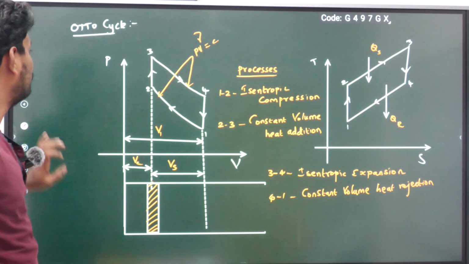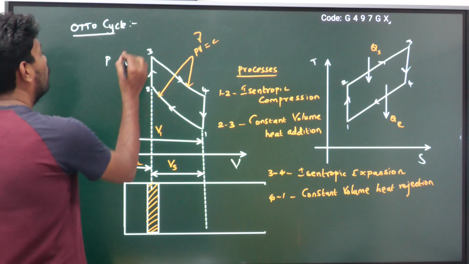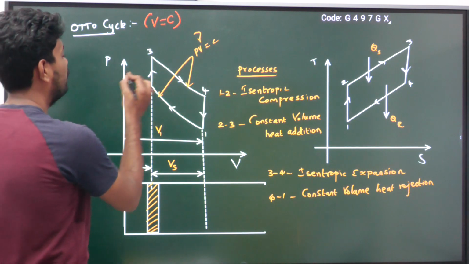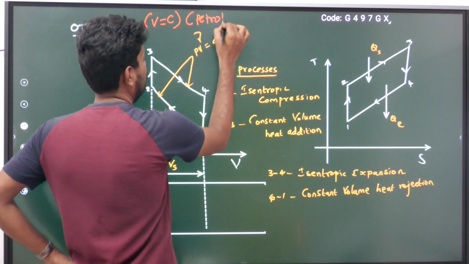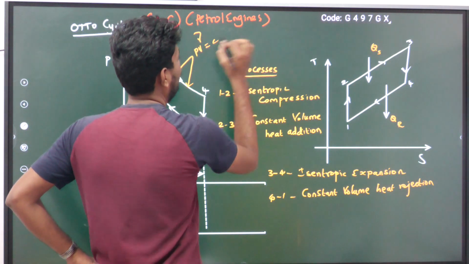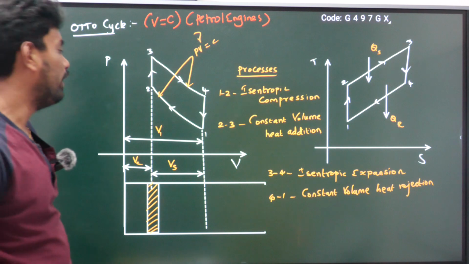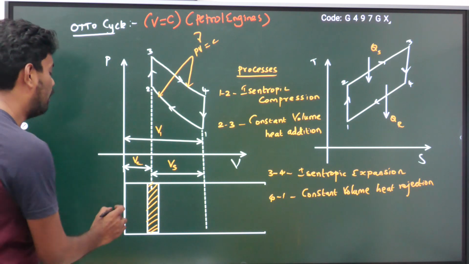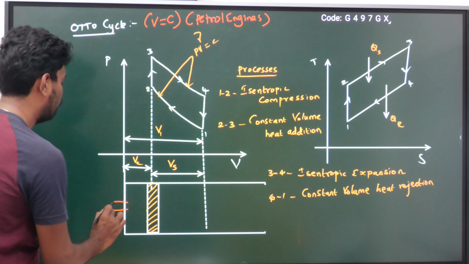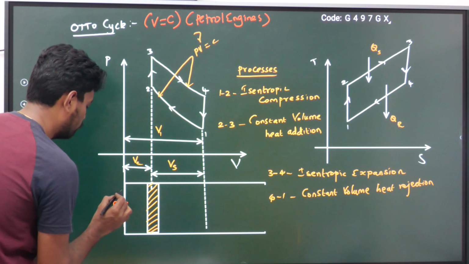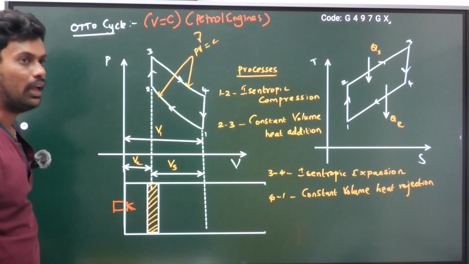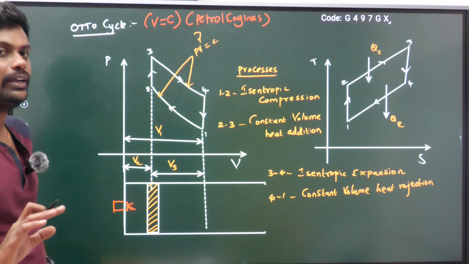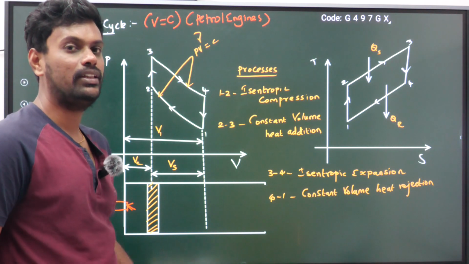First cycle is the Otto cycle. Otto cycle is also called the constant volume cycle. Otto cycle or constant volume cycle, both are the same, and this cycle is used in petrol engines. Consider this a piston cylinder. In the petrol engine there will be a spark plug. There are four strokes in the engine, but we need not go deep into the IC engine; you just understand the basic concept.